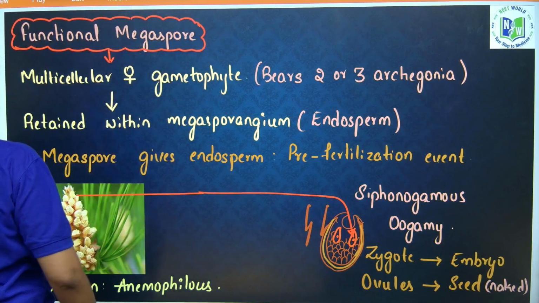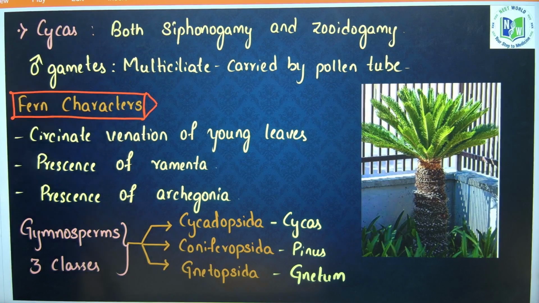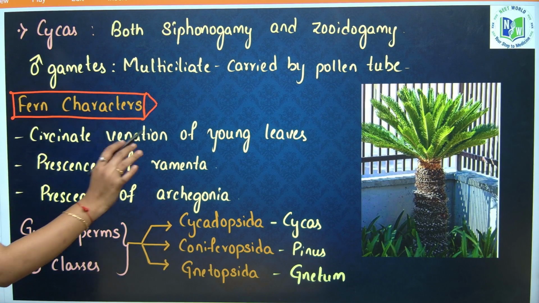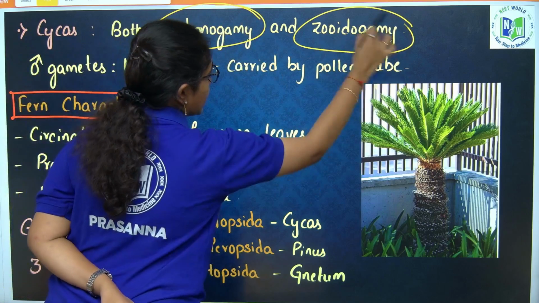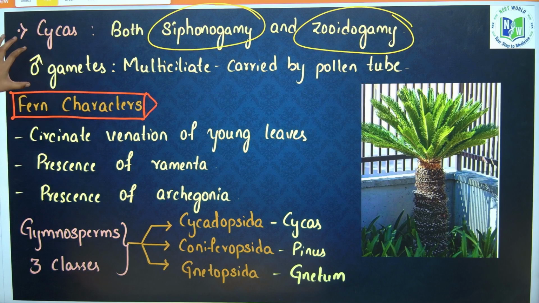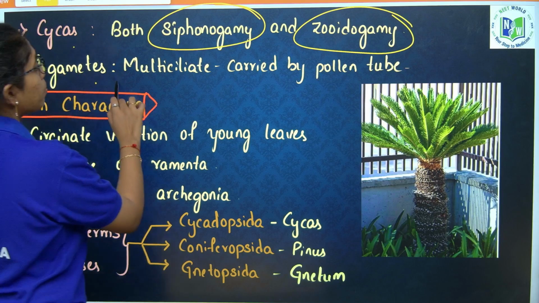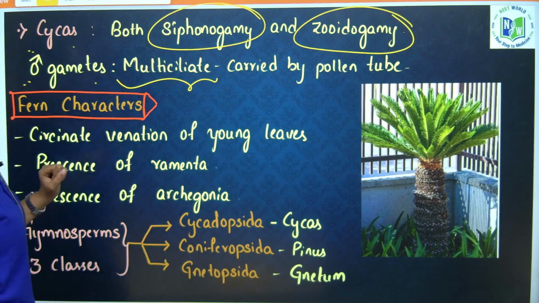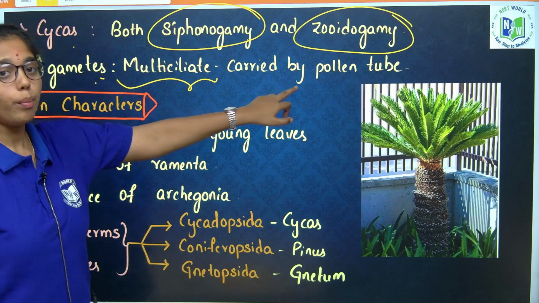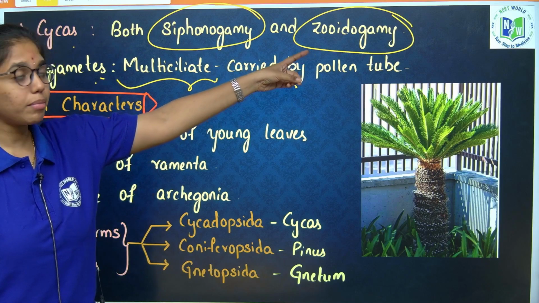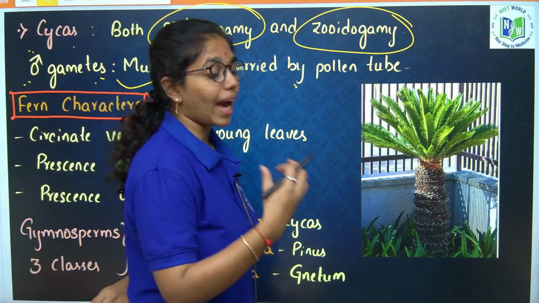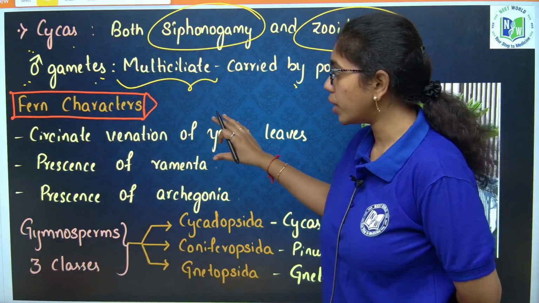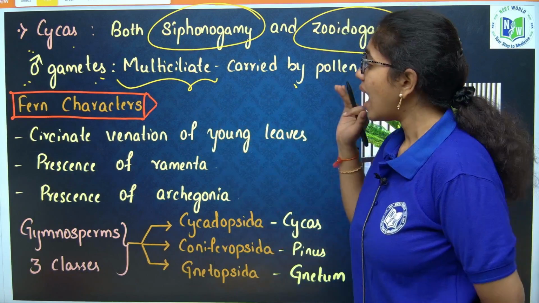Clear? So in Cycas specifically, they conduct both siphonogamous and pseudogamous oogamy. Both types of fertilization modes are conducted in Cycas, and the male gametes here are multiciliated and carried by the pollen tube. That is why they can conduct either pseudogamous oogamy or siphonogamous oogamy. And a few of the fern characters, that is pteridophytic characters, are present in Cycas.